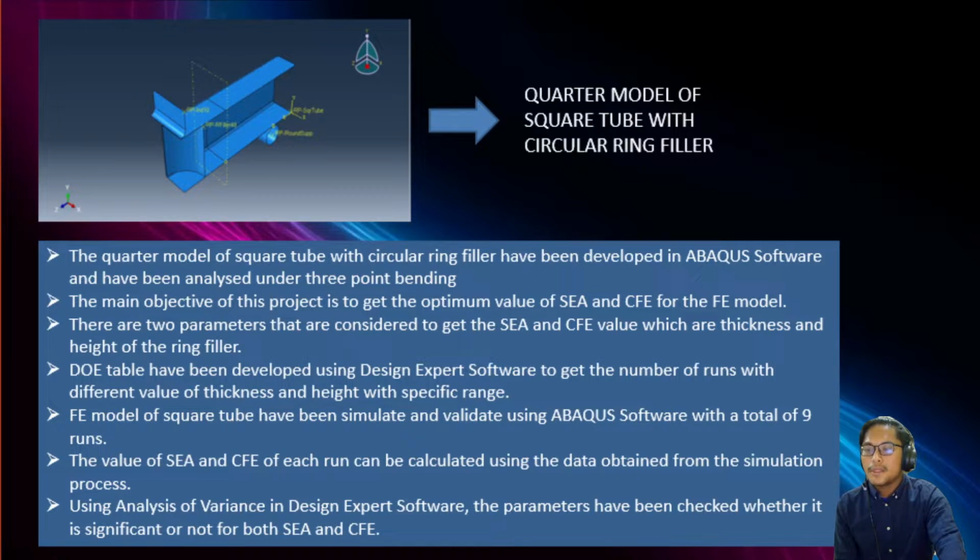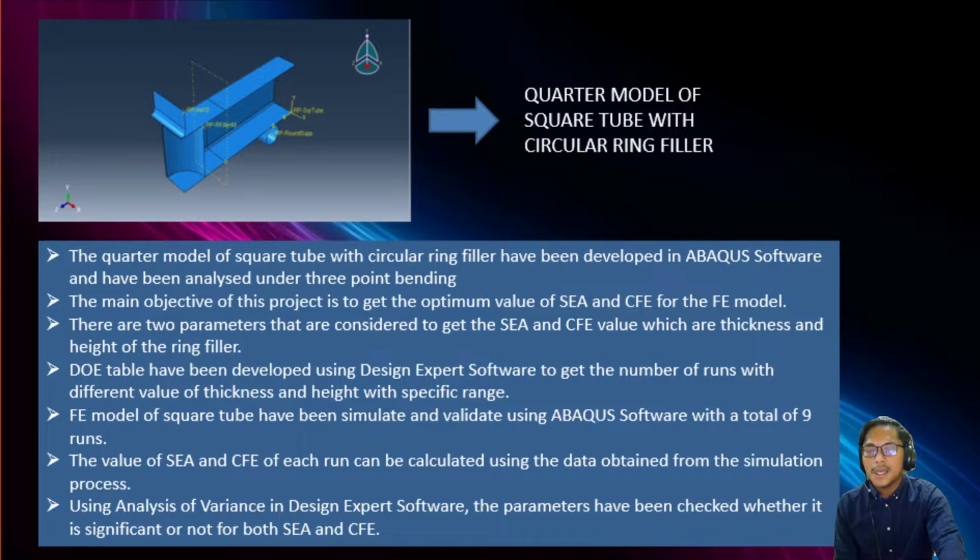There are two parameters that are considered to get the SEA and CFE value, which are thickness and height of the ring filler. The DOE table has been developed using Design Expert software to get the number of runs with different values of thickness and height within a specific range. The FE model of square tube has been simulated and validated using Abaqus software with a total of 9 runs. The value of SEA and CFE of each run can be calculated using the data obtained from the simulation process.